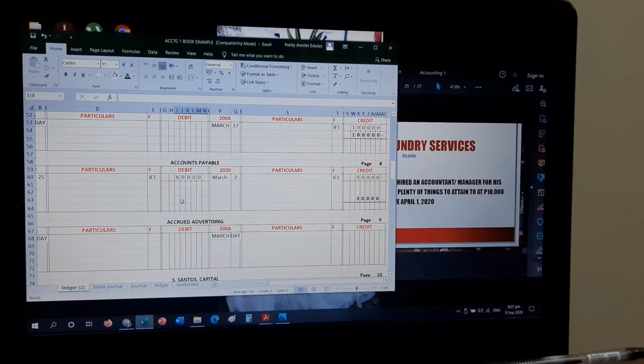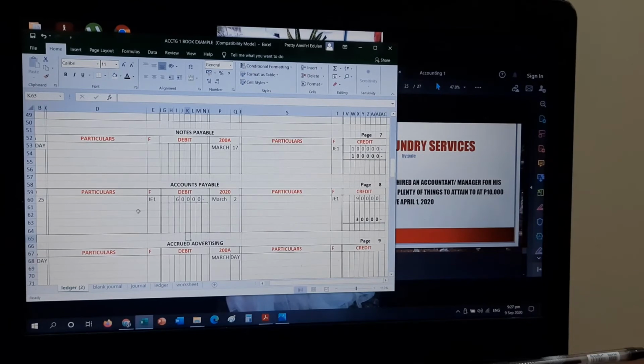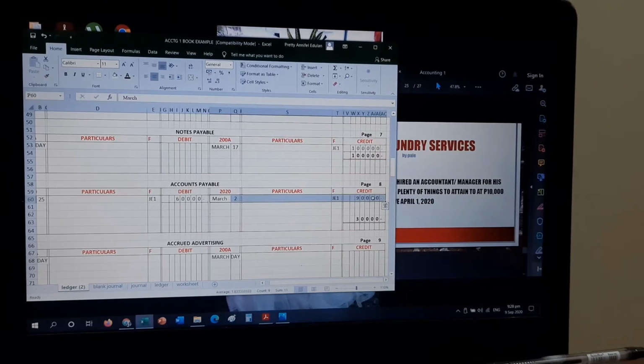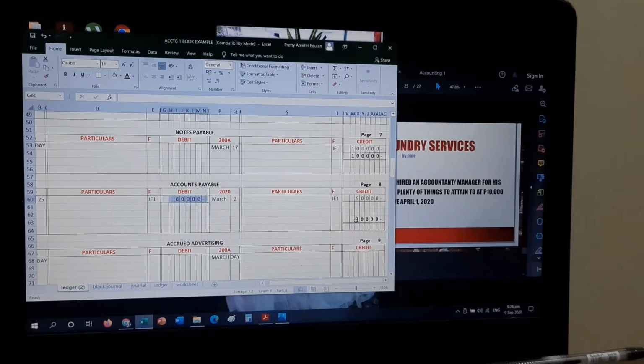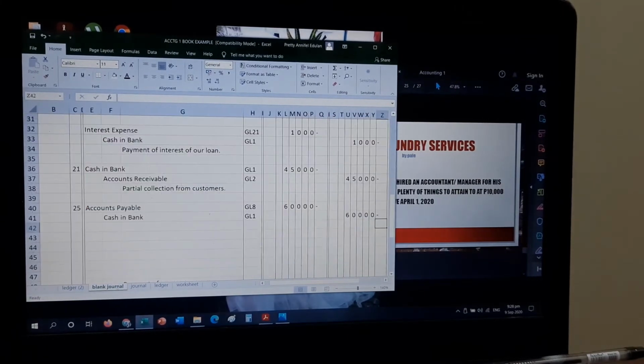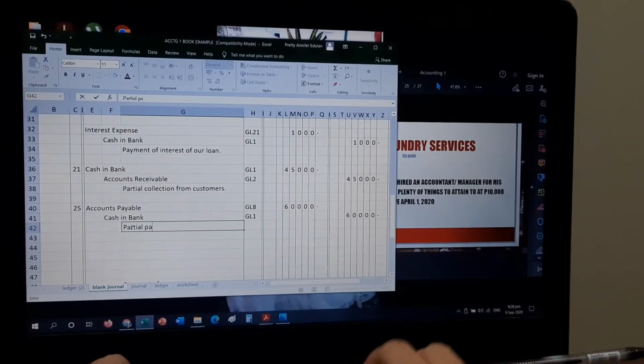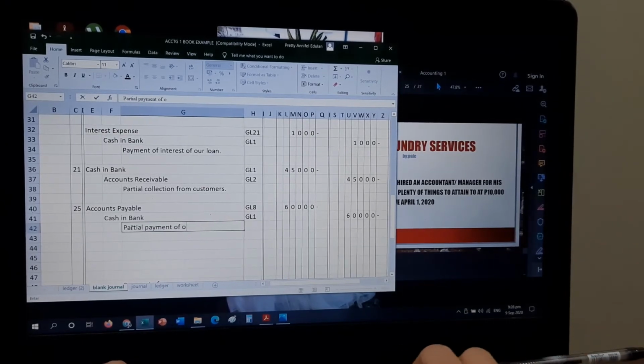So for your assignment, you post your answers in this activity. Practice posting because there's a tendency that you will be confused. So here, March 2, you have a balance of 90,000, but on March 25, you paid 60,000. So the remaining balance as of this date is 30,000. So this is partial payment of our account.